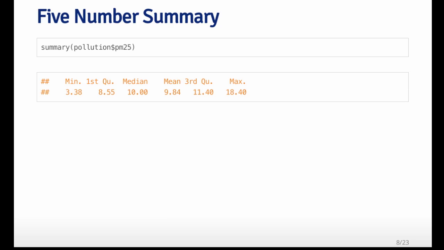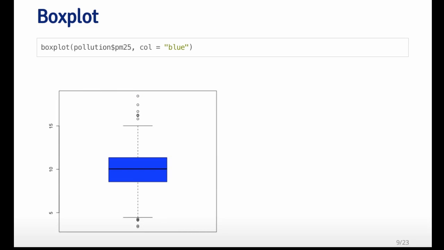So here you can see the median is 10 micrograms per meter cubed, which is under the standard, and the maximum is 18.4, which is over, so there must be some counties that violate the standard, at least during this time period. The third quartile is 11, the first quartile is 8.5, and the minimum is 3.38. Here's a box plot of the PM2.5 variable, and I've just decided to color it blue. You can see that the median is about 10, just as we saw in the 5-number summary. And you can see that there are a number of counties that appear to be over the 12 micrograms per meter cubed limit, and then there are many that are under it, so they are in compliance.